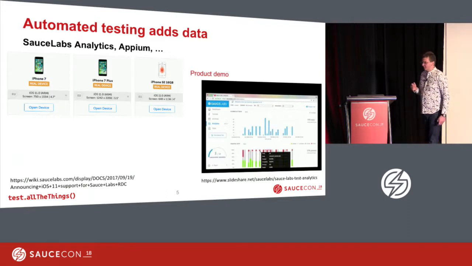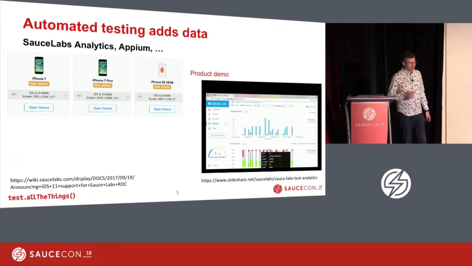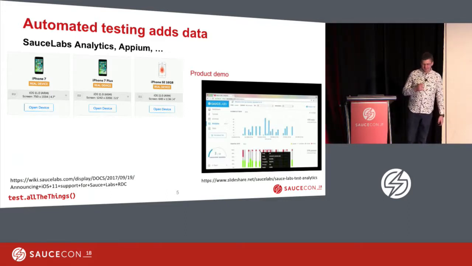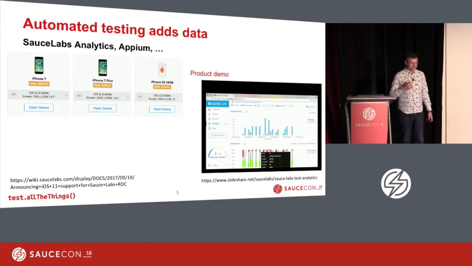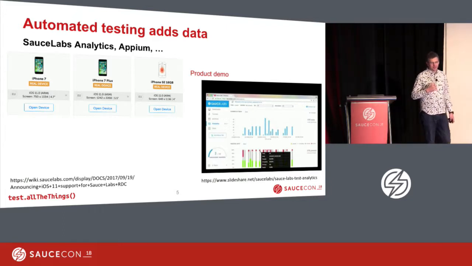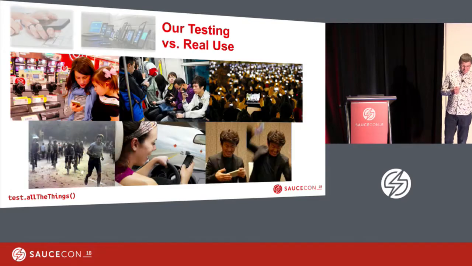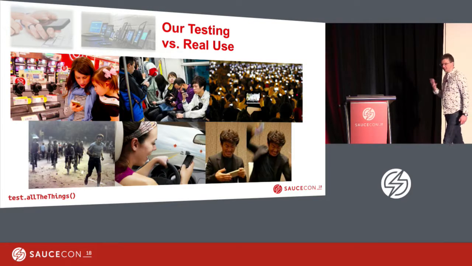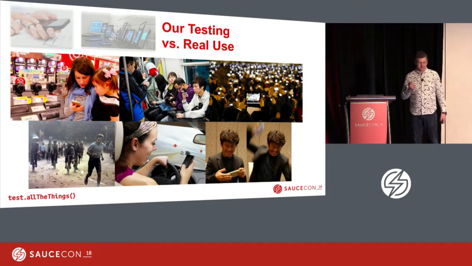We may use automation, we may use Sauce Labs, or one of the other people who provide a bunch of devices to do the testing. They offer some analytics that help us. All this can help augment and improve our testing. But real testing, so real use, is very different from much of our testing.